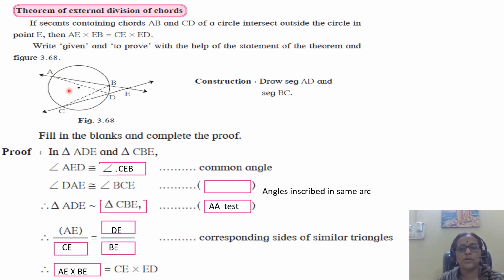So therefore triangle ADE is similar to triangle CBE by the AA test, and therefore corresponding sides are in proportion, that is AE upon CE is equal to DE upon BE. Cross multiply, you get the required answer.